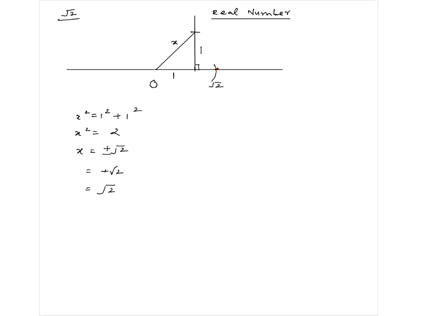So I hope you have understood the concept. It is no magic, but just Pythagoras theorem that gave us this length as root 2. Because x is root 2, this is also root 2. Any questions? If you have, then let me know.